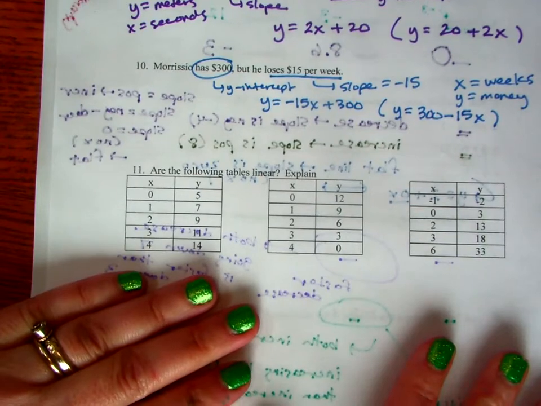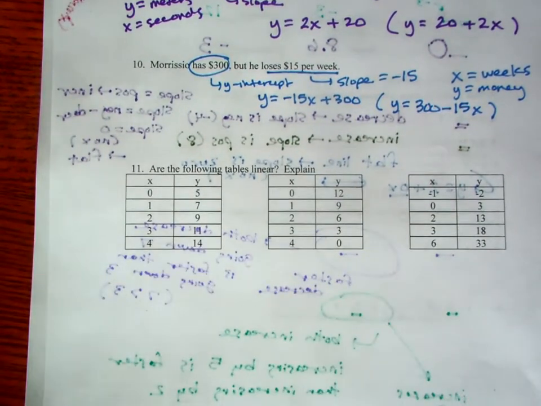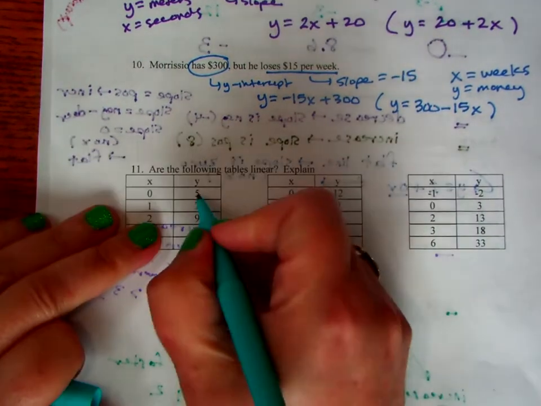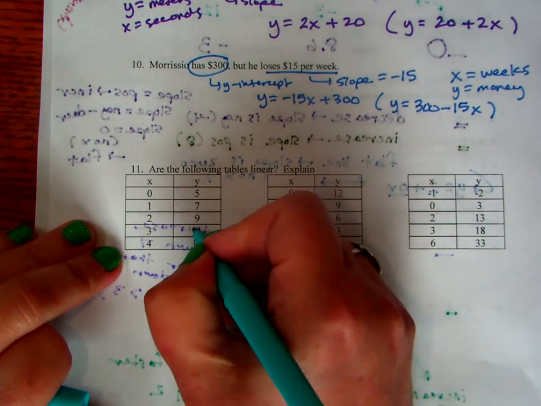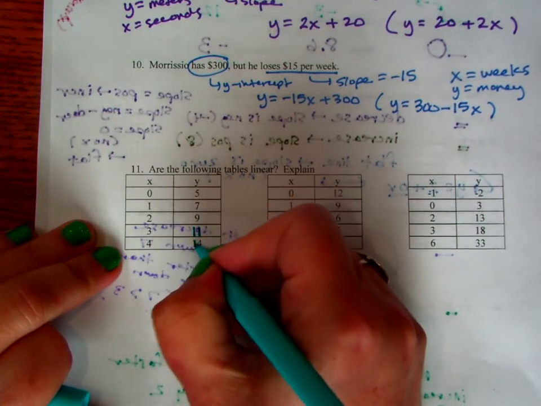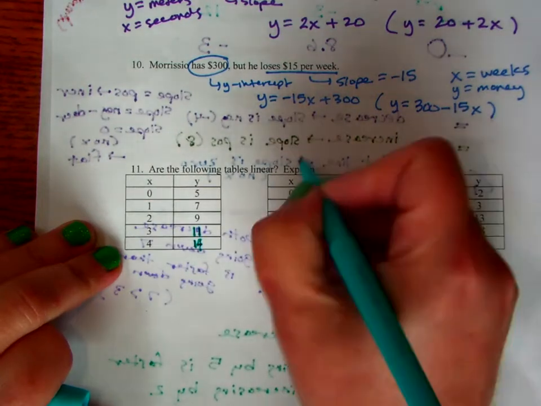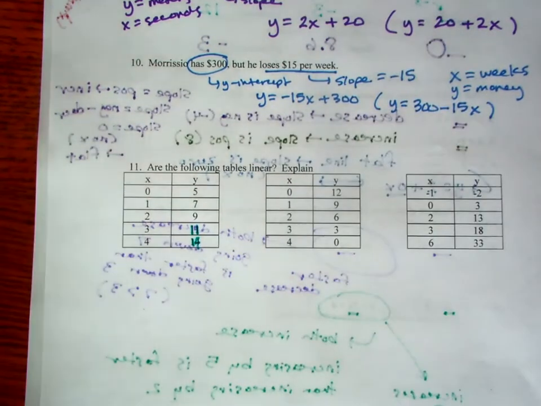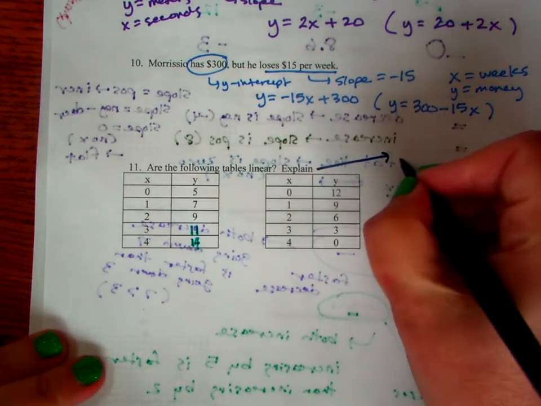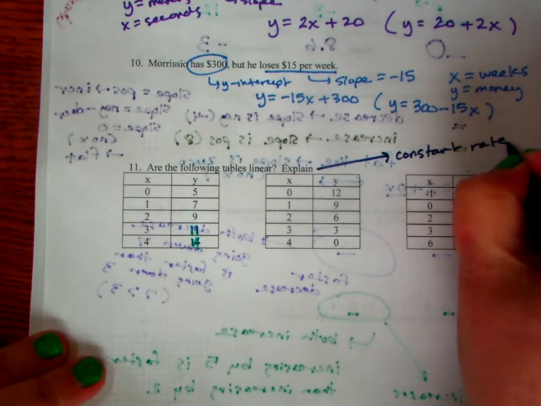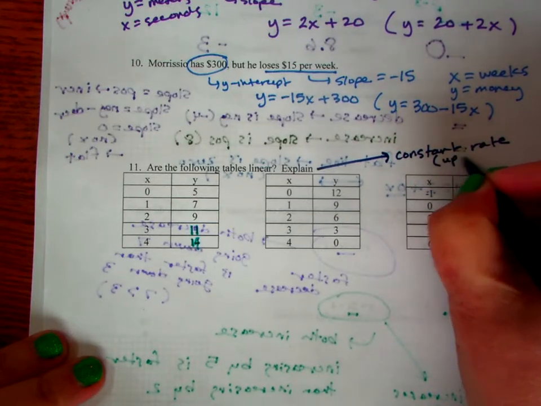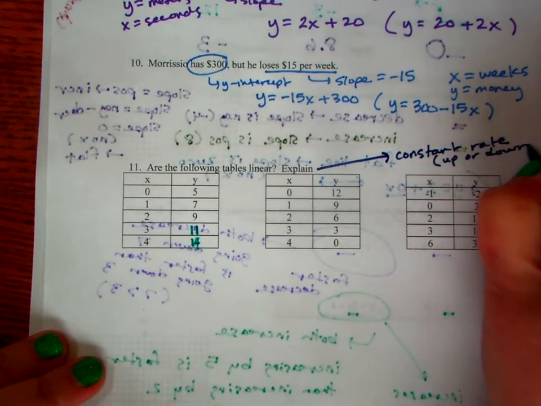Okay, hopefully you can see that table. So this table goes 0, 1, 2, 3, 4, but then 5, 7, 9, and then 11, and then 14, and we're trying to determine if it is linear. And just a reminder about linear tables, they should have a constant rate. Means they go up or down by the same amount every time.